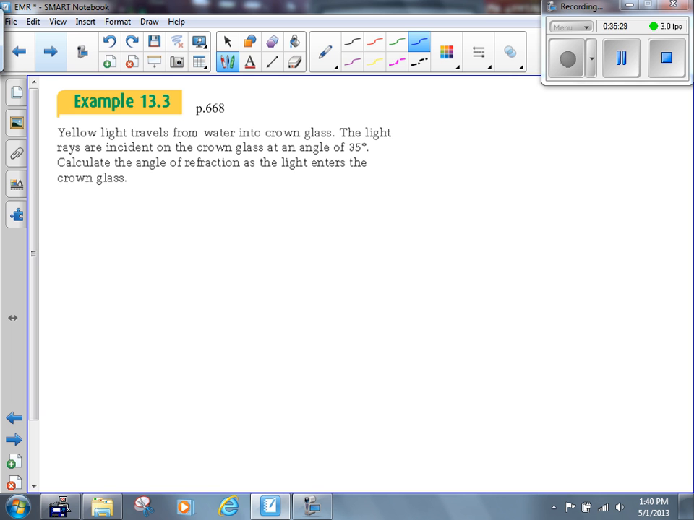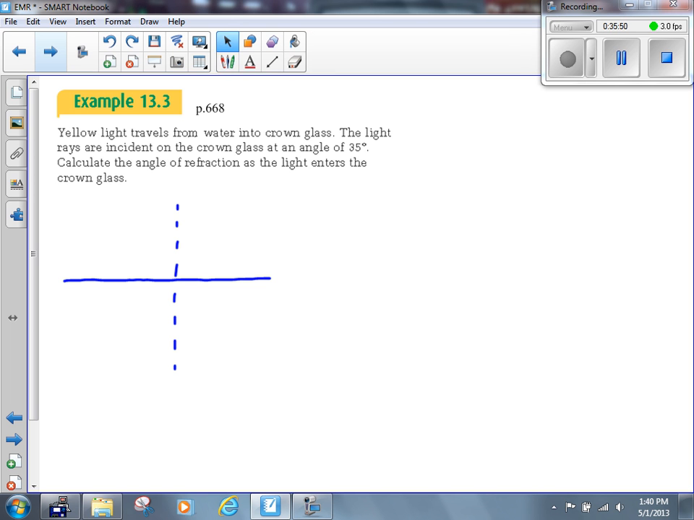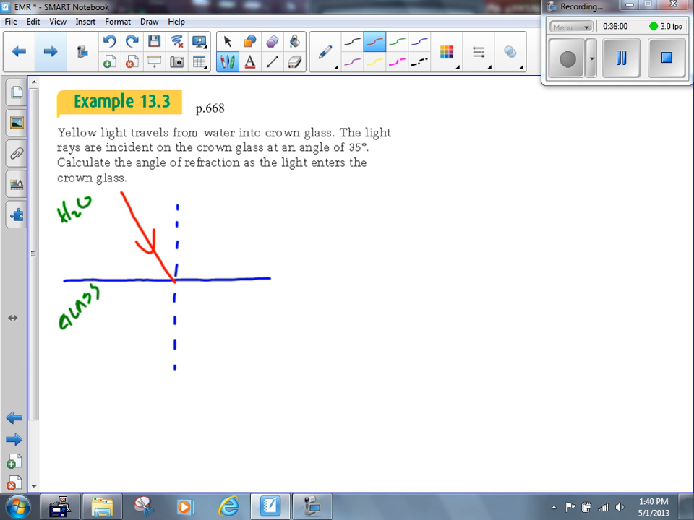Let's take a look at one example on page 668 here. Yellow light, they tell us it's yellow light because that's what they gave us the indices of refraction for. It's traveling from water into crown glass. The light rays are incident on the crown glass at an angle of 35 degrees. What's the angle of refraction? It's going from the water to the glass at an angle of 35 degrees. We're going to call that theta 1.